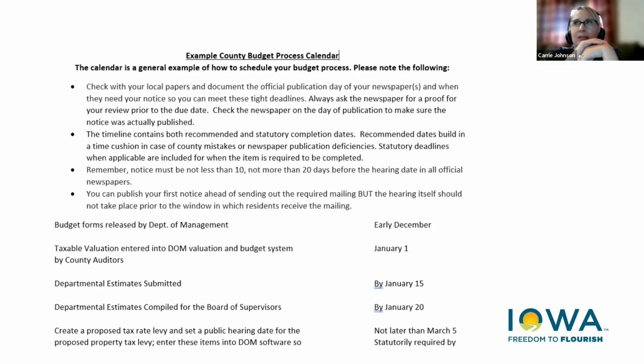Notice, when we're talking about those public hearing notices, is always not less than 10, no more than 20 days before the hearing date in all of your newspapers if you publish in more than one. And you can publish your first notice ahead of sending out the mailing, but the hearing itself shouldn't take place prior to the window in which residents receive the mailing, right? So that's just something to keep in mind.